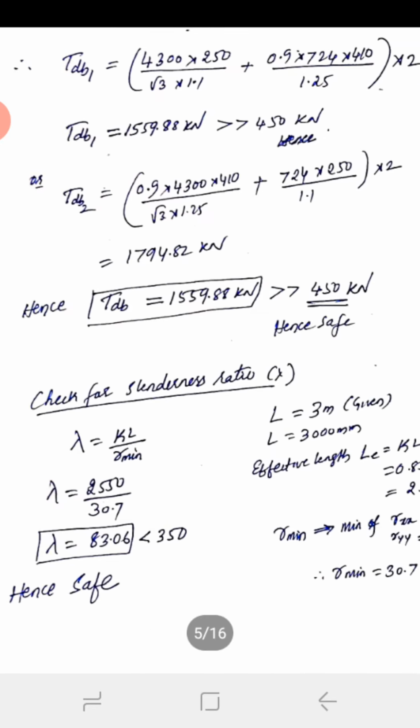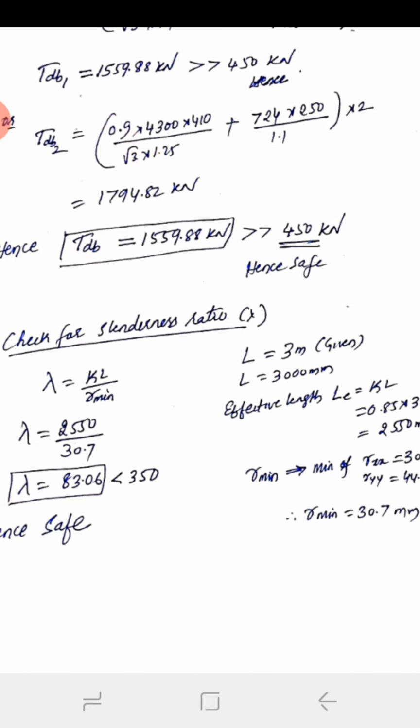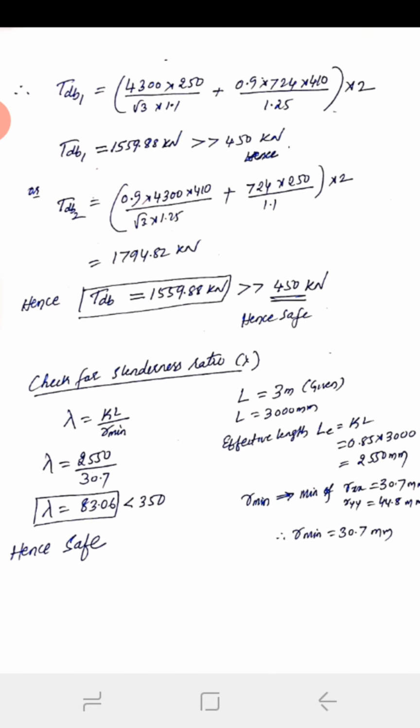Then again, the length of the member is given here. They are asking you to check the slenderness ratio for the reversal of stresses acting in the member. So again, in the same way, you have to refer to the code. In Table 3 of the code, the maximum slenderness ratios are given. With respect to that, calculate the slenderness ratio of this assigned section.